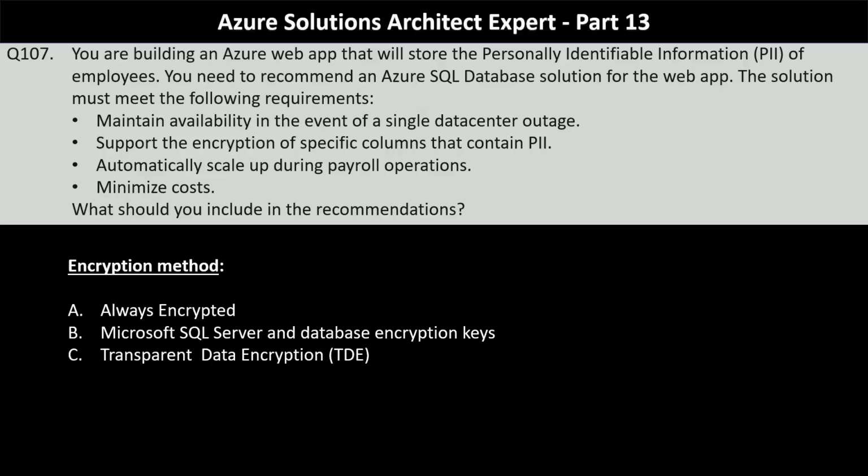Now, the next part of the question is talking about the encryption method that you should include in the recommendation. Your options are always encrypted, Microsoft SQL Server and database encryption keys, transparent data encryption. You should use always encrypted encryption method as it allows you to encrypt specific columns in the database, making it an ideal choice for securing sensitive data like personally identifiable information. Encryption and decryption occurs client side using encryption keys stored outside of the database, ensuring that even database administrators cannot access plain text data.